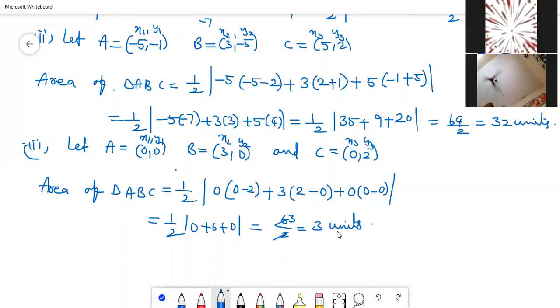Okay, this is the way to find the area of the triangle ABC.